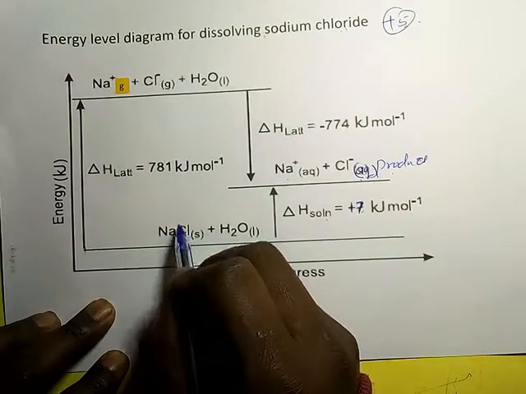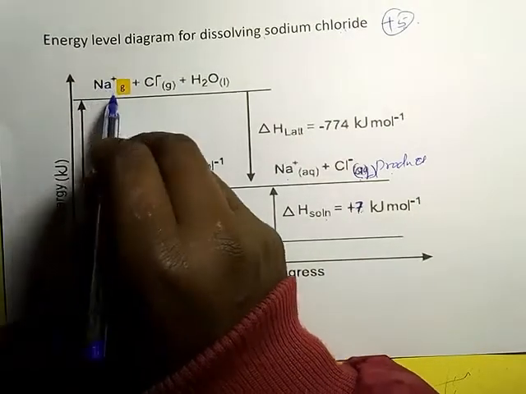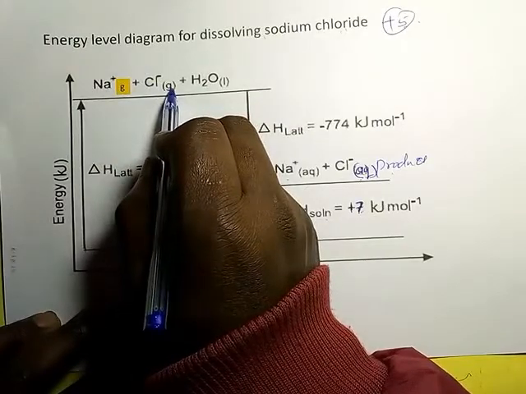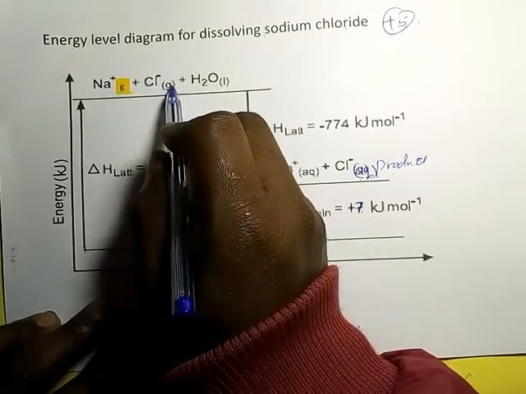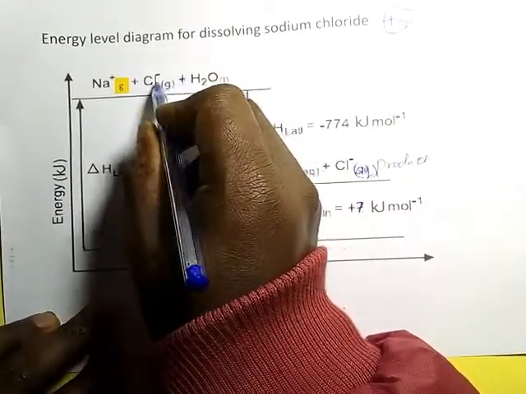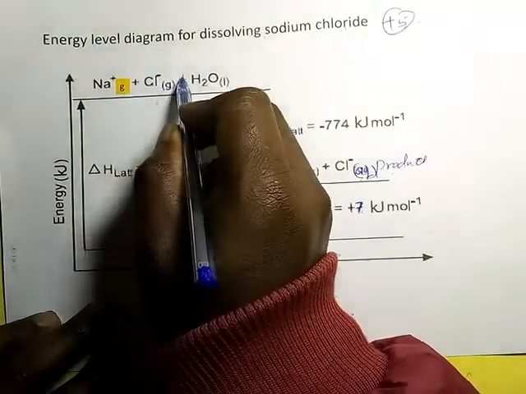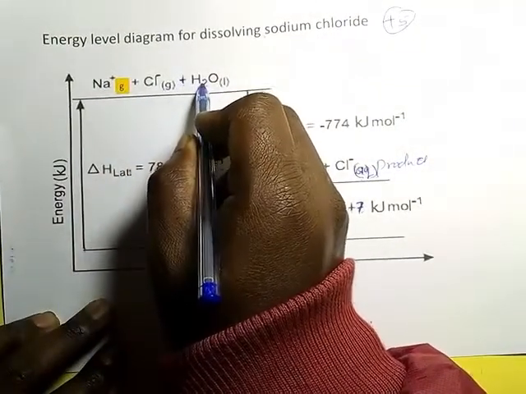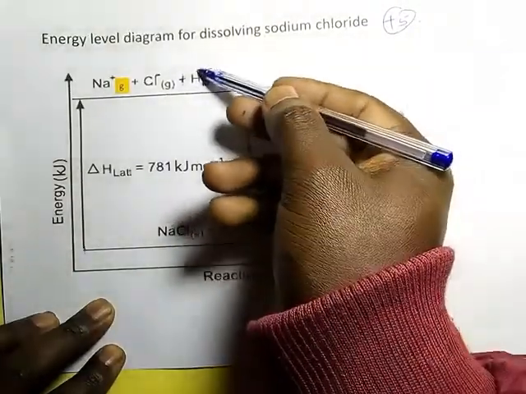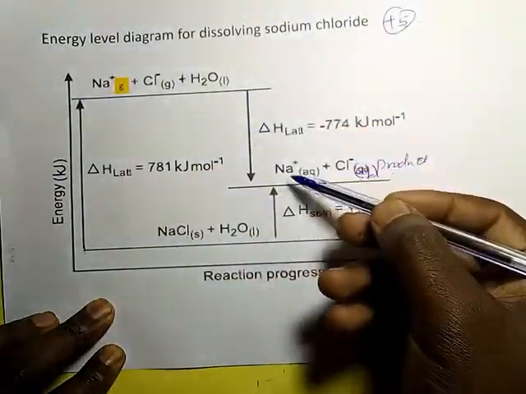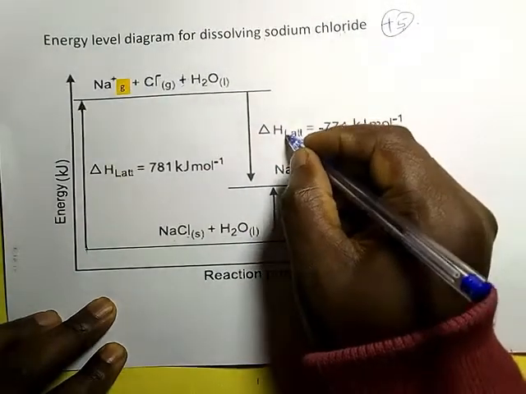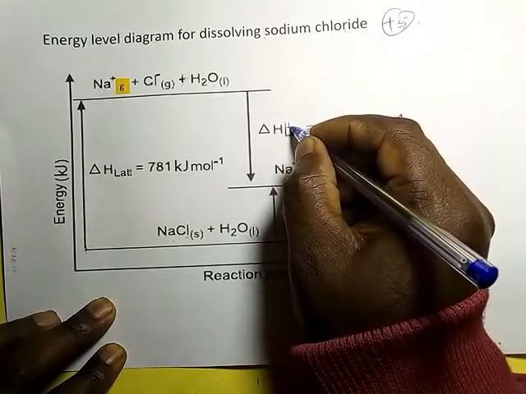The bond breaking process to form sodium ions in gaseous form plus chloride ions in gaseous form. Now the water, remember these ones, they are in water. Now stage 2: these gaseous ions interact with water molecules, forming aqueous ions. That's why, after adding water, we get the aqueous state. And this one is what we call hydration.